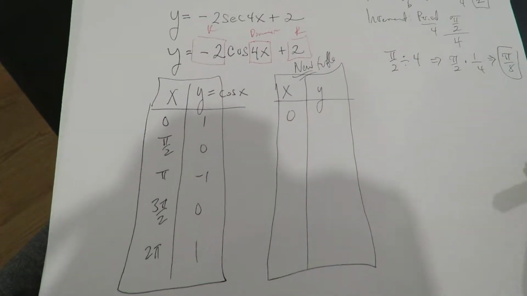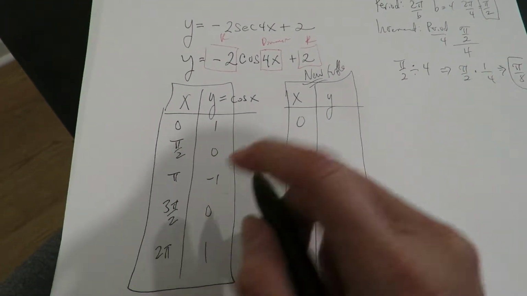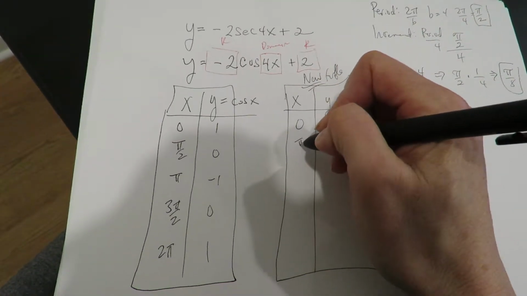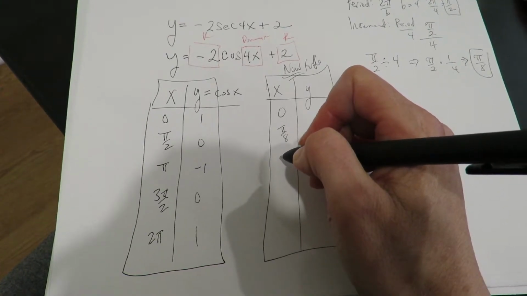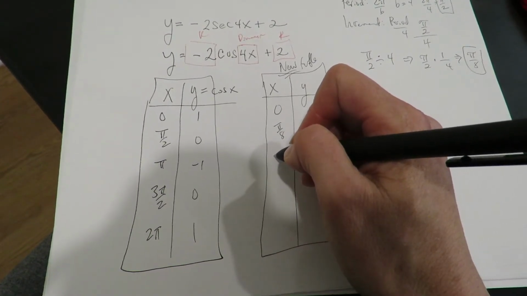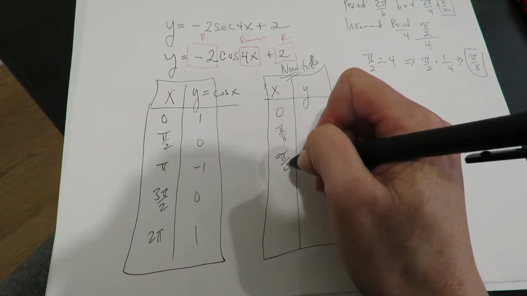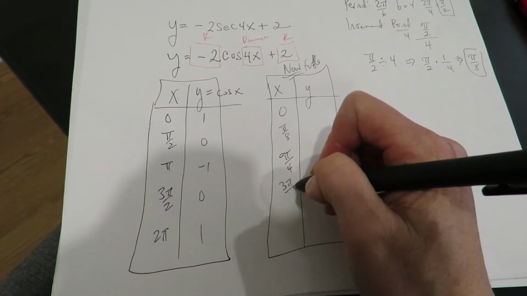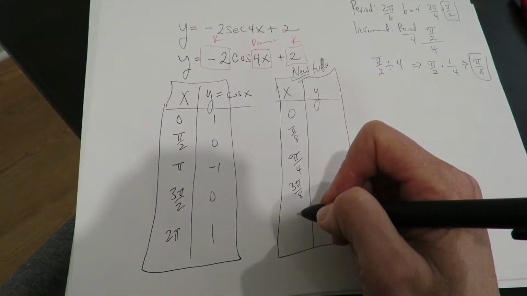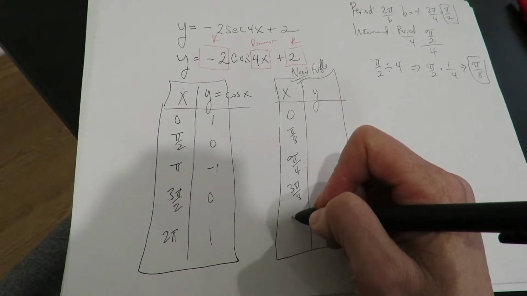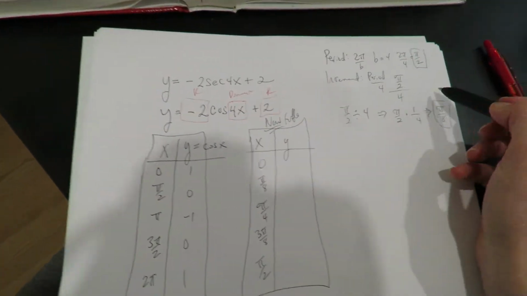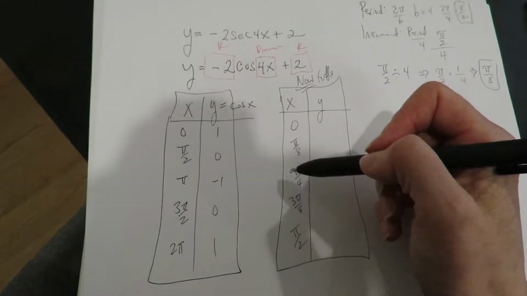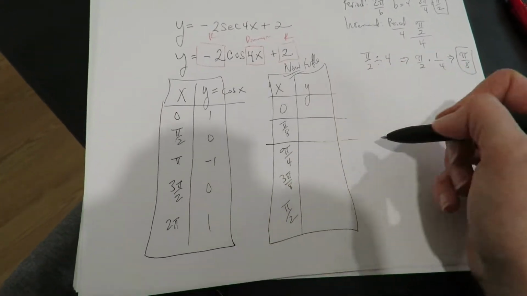So I'm going to finish up over here with this one. So 0, then I have to add pi over 8, then I have to add pi over 8 again. Pi over 8 plus pi over 8 is 2 pi over 8, which reduces to pi over 4, then 3 pi over 8, then 4 pi over 8, which reduces to pi over 2. Good, and that's the width of the function. So I just kept adding the increment of pi over 8 to get the next values.